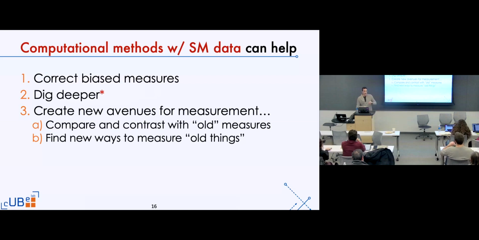So we can take an old way of measuring something, say an attitude, and a new way, and say, how do these two things compare? What does that tell us? And we can find new ways of measuring things that we've really wanted to measure for a long time, but haven't necessarily had the ability to do.